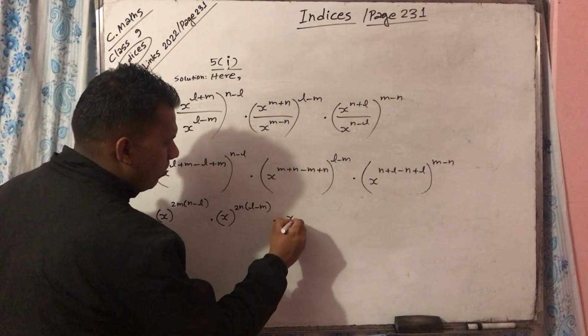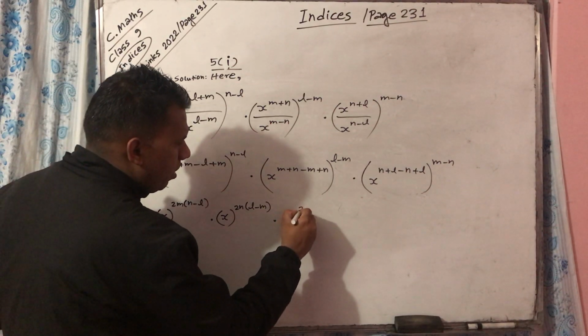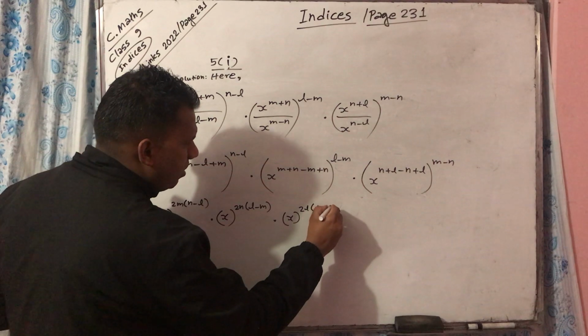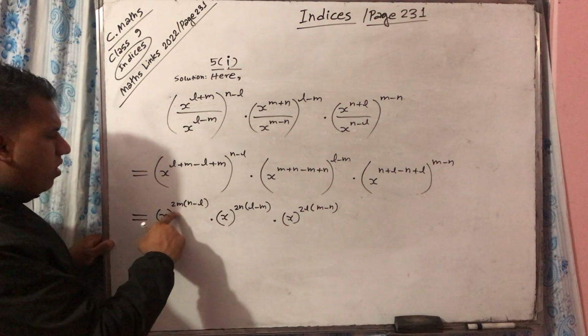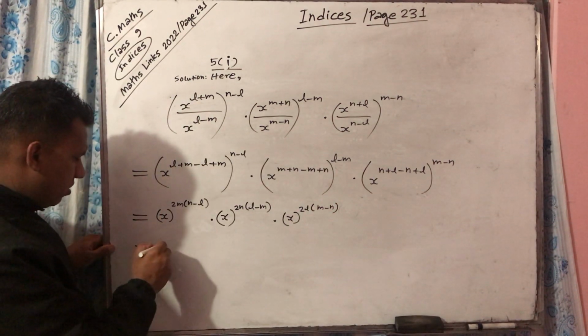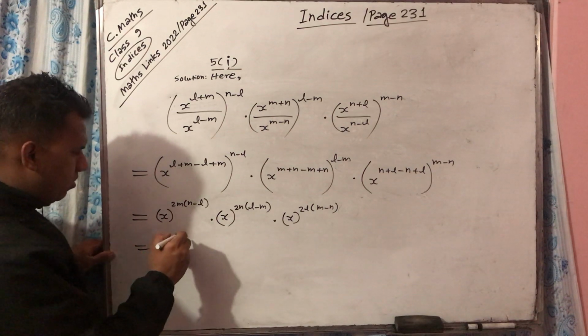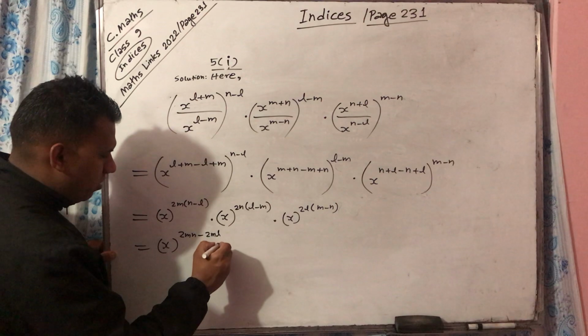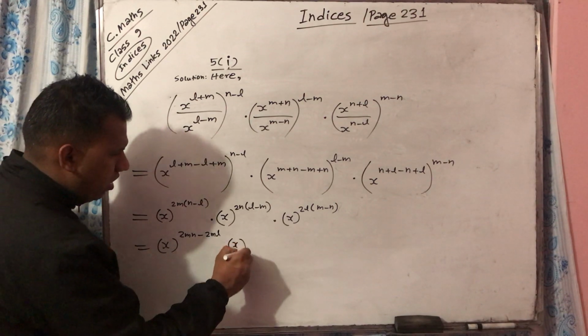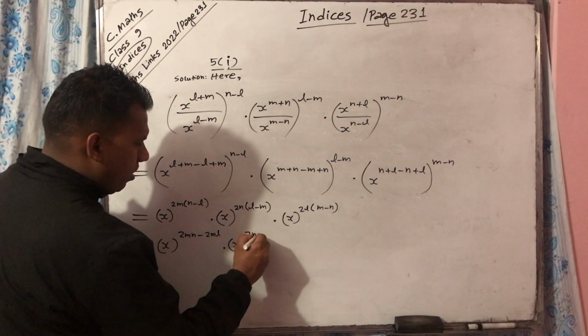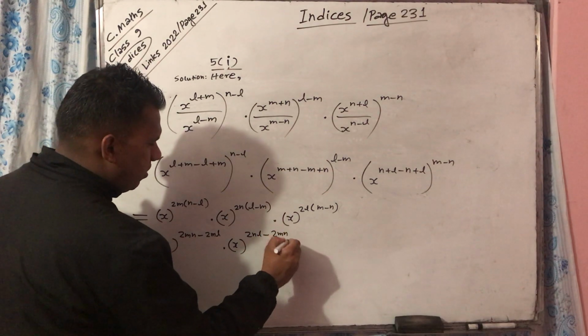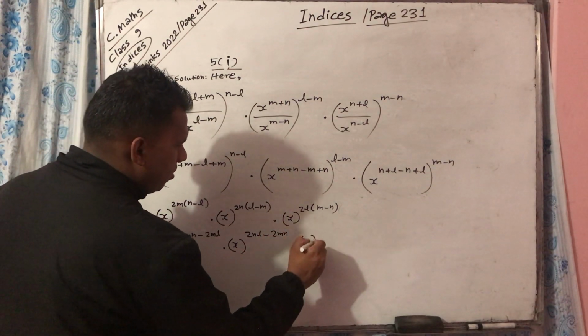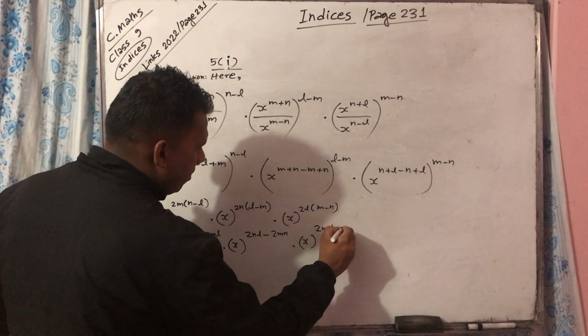In third, x to the power 2l times m minus m. Now first power, second power multiply each other. X to the power 2mn minus 2ml. In second, x to the power 2nl minus 2mn. In the third, x to the power 2ml minus 2nl.